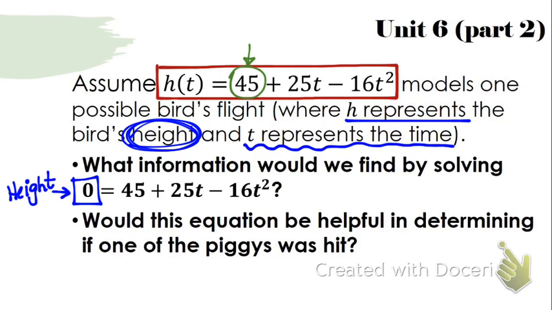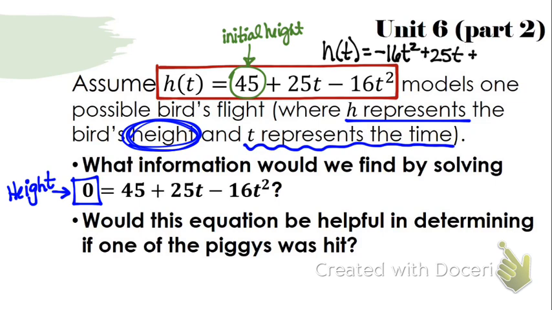Normally we see it A and then B and then C. They don't have it written in order here. If we were going to rewrite this, let me write this down here. If I was going to put this in standard form, what would it look like? H of t equals, what normally goes at the beginning? Negative 16t squared, plus 25t, plus 45.